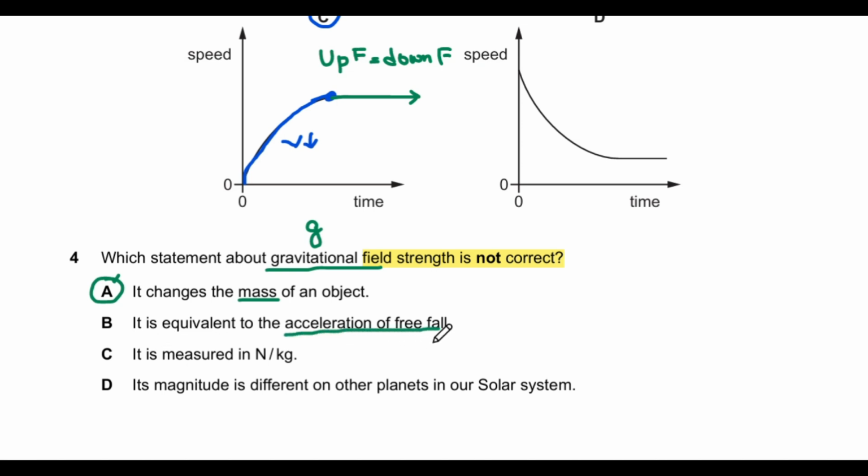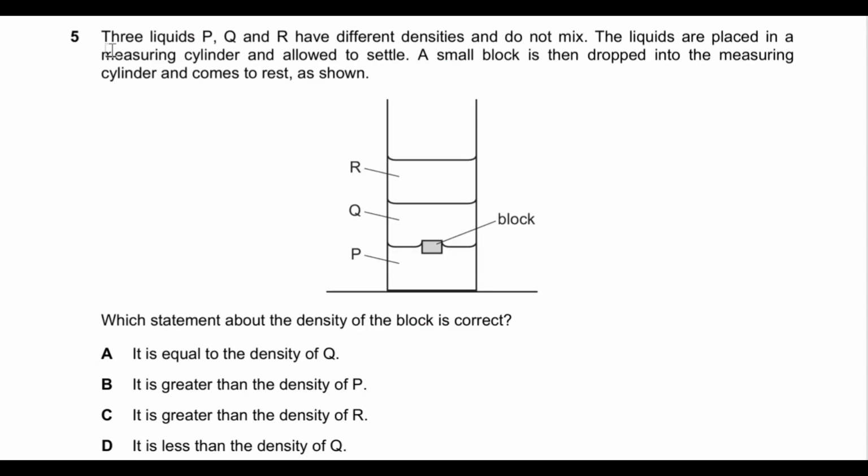It is equivalent to the acceleration of a free falling object. Yes, its value is 9.8 and it is equivalent to it. It is measured in Newton per kg. Yes, we measure in Newton per kg. Next says its magnitude is different on other planets in our solar system. Yes, because on the Moon the value of g is 1/6 of its value on Earth. So it's true.